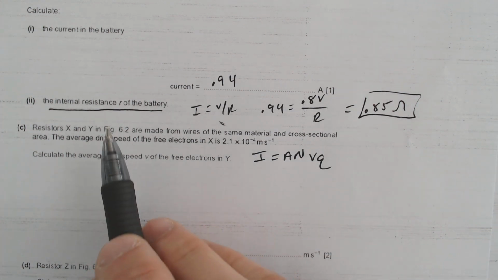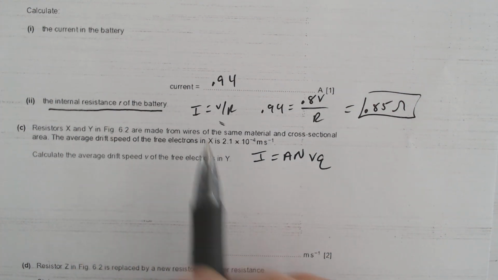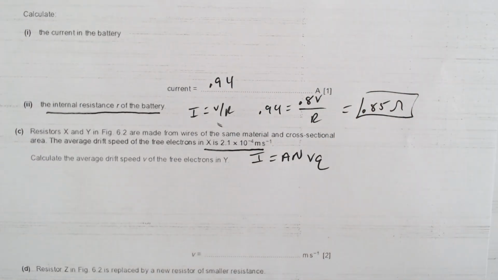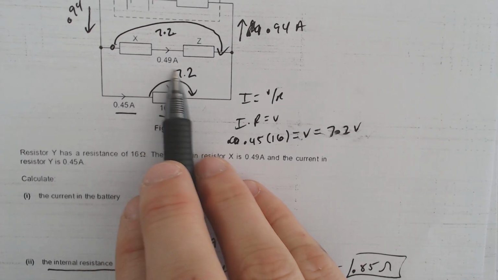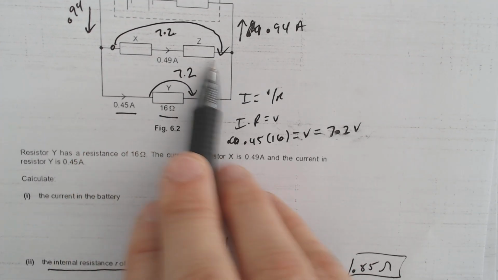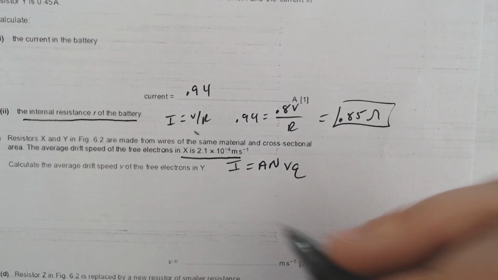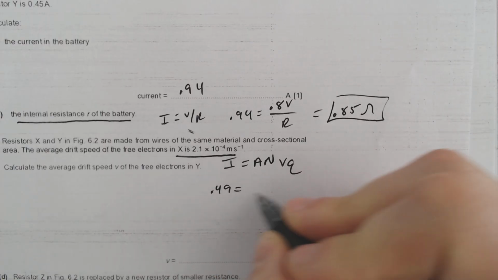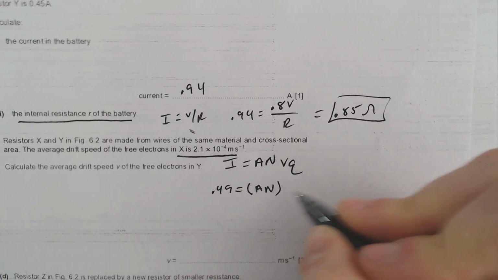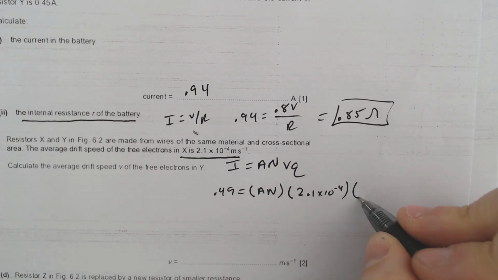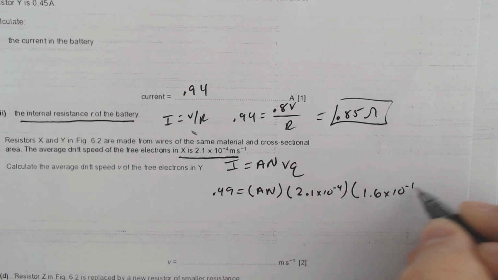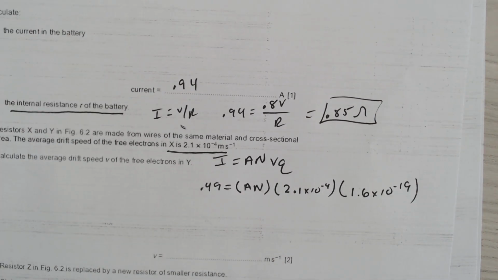We know the current going through X, and we know the drift speed going through X, so I am going to use that first. The current going through X is 0.49 because it had to go through both X and Z, so 0.49. You do not know your A. You do not know your N. You are provided your V, 2.1 times 10 to the negative fourth. You are also, hopefully, knowing your Q is the charge of an electron, 1.6 times 10 to the negative 19th. You can solve for A and N simultaneously.